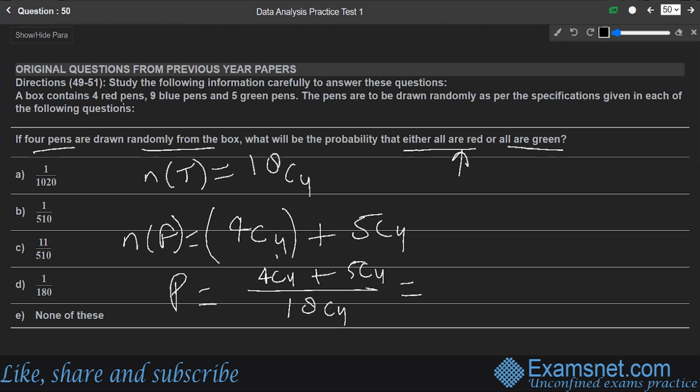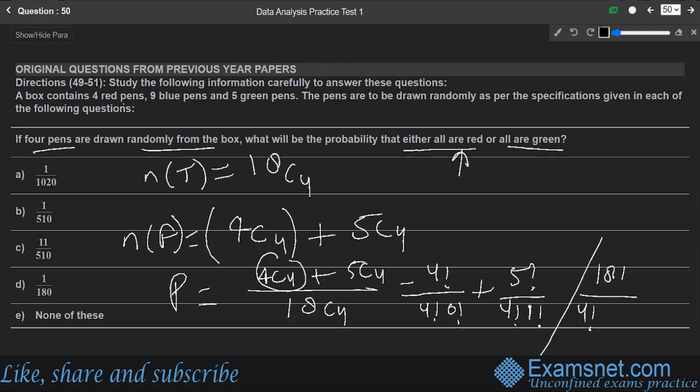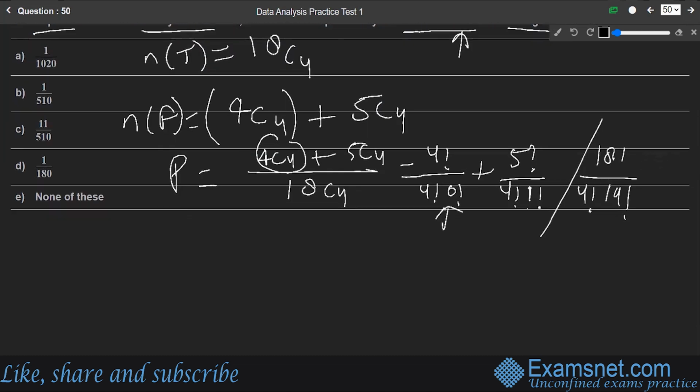If we solve this further, 4C4 is 4 factorial over 4 factorial times (4 minus 4), that is 0 factorial, plus 5C4, 5 factorial over 4 factorial times (5 minus 4), 1 factorial, divided by 18 factorial over 4 factorial times (18 minus 4), 14 factorial. This is the ultimate expression. Now 0 factorial and 1 factorial are obviously 1, and 4 factorial and 4 factorial get cancelled out. So it becomes 1 plus 5 factorial over 4 factorial, which is simply 5. So it is 1 plus 5, divided by 18 factorial over 4 factorial times 14 factorial.